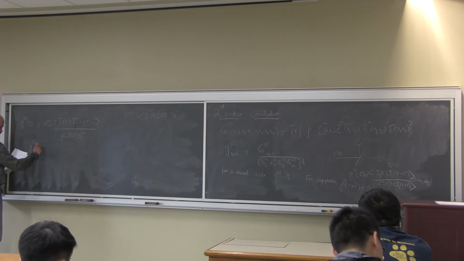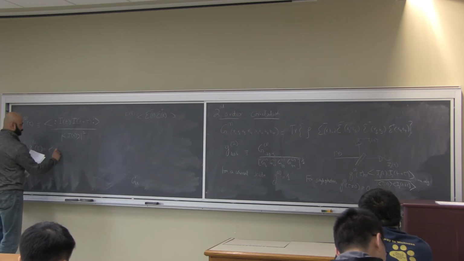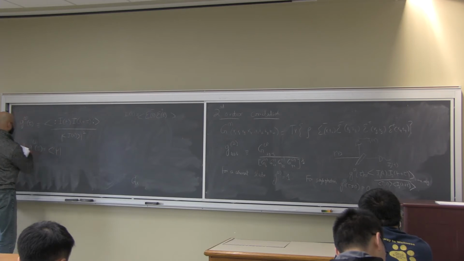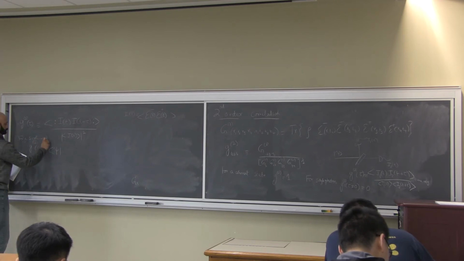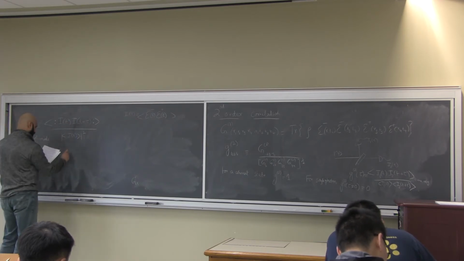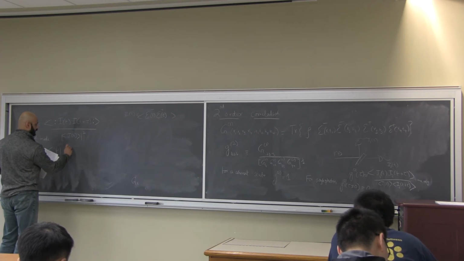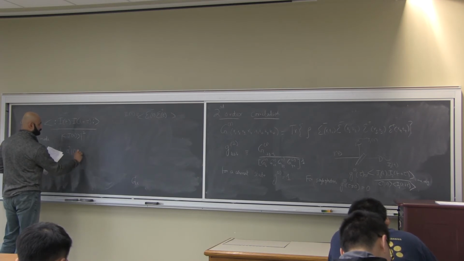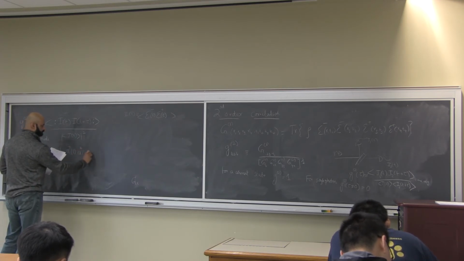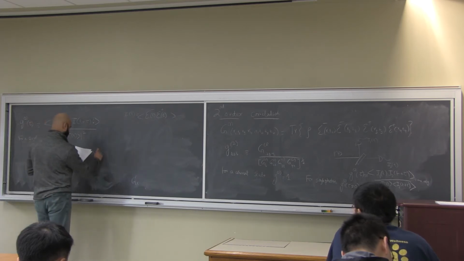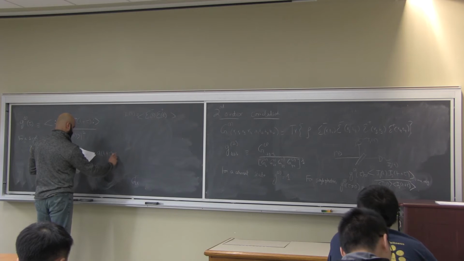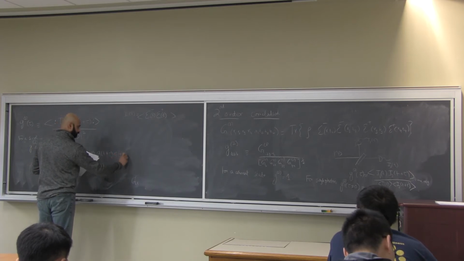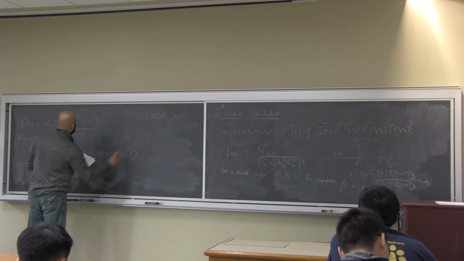G2 of tau, now I can write for a single mode field, in normal ordering form, a dagger of t, a dagger of t plus tau, just like I said, okay, and then a of t plus tau, a of t.